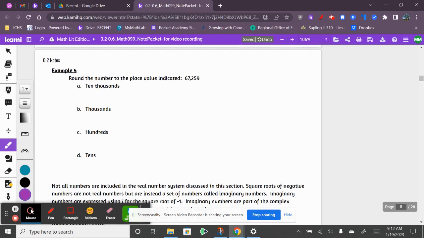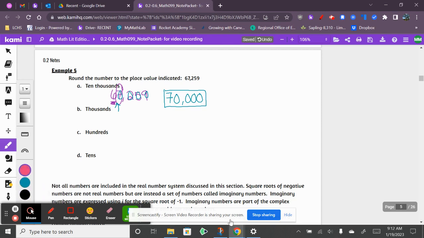For example 5 on the next page, it says to round the number to the place value indicated. So we're using the same number for each of these problems below. So for this one, 67,259, rounded to the nearest 10,000s, we would be rounding to the 6. So the 7 is the number that I'm going to circle. It's a 7, so that means it's going to be rounded up. So that will become 6, 1 up will be 7, and then the rest will be replaced with zeros. So I get 70,000.